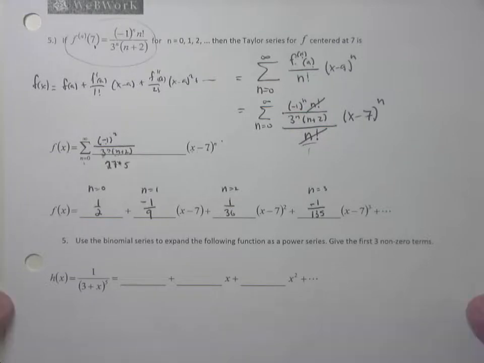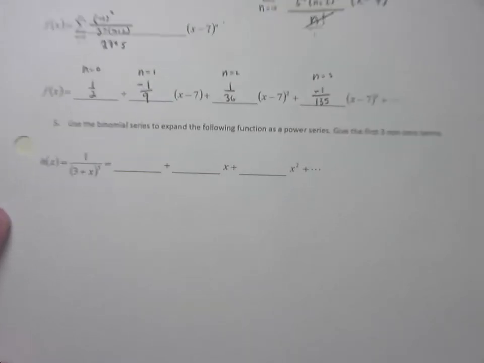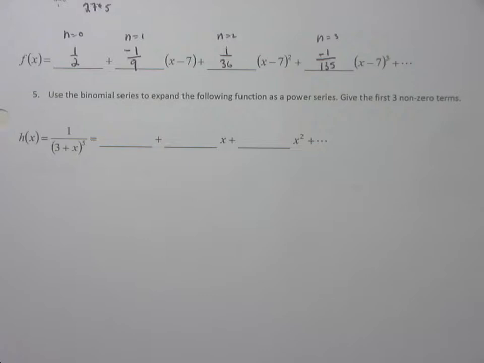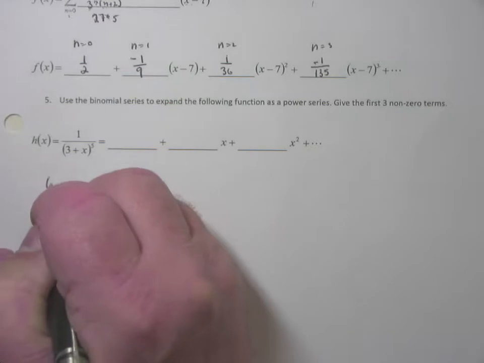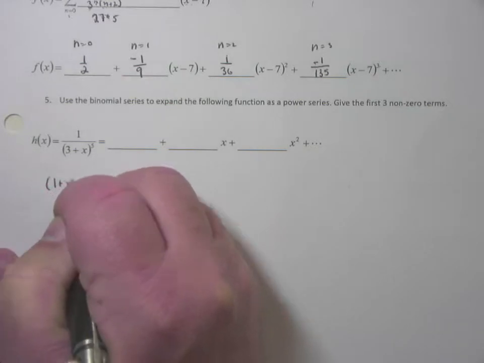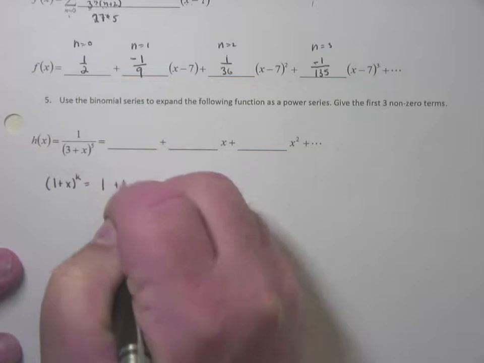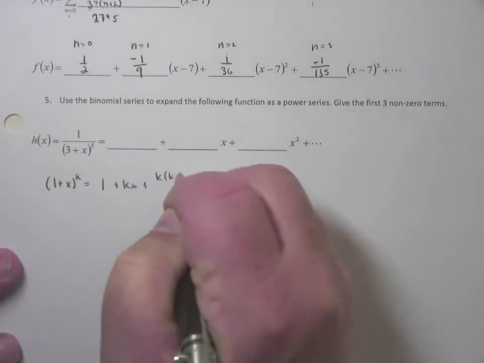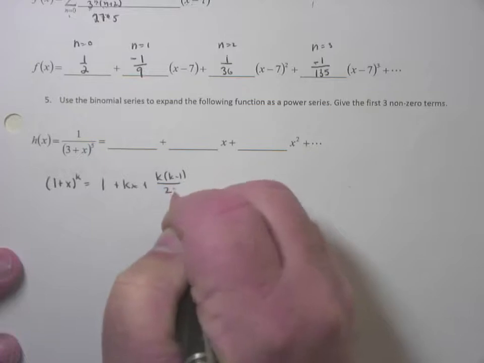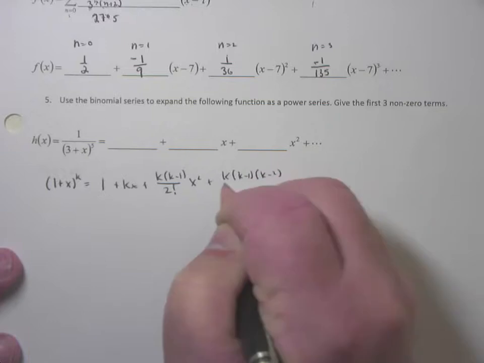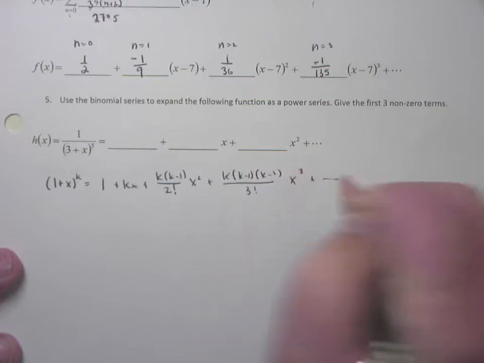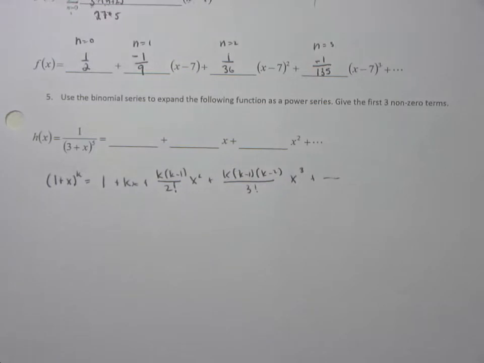Now, the next one I want you guys to focus on, because you tend to see a problem like this. This is using the binomial series expansion. You're supposed to write this sucker out. Now, what you have memorized from before is this. When you have the form of 1 plus x to the k, that's equal to 1 plus kx plus k times k minus 1 over 2 factorial times x squared plus k times k minus 1 times k minus 2 over 3 factorial x cubed plus dot dot dot. There's my binomial series expansion.